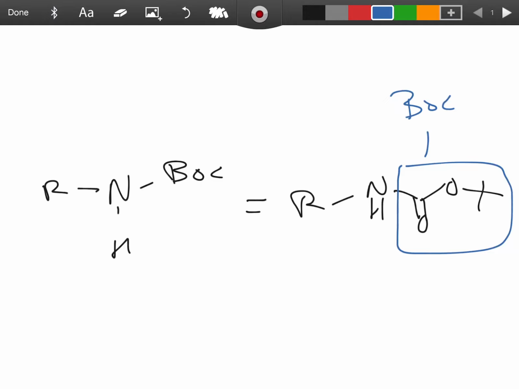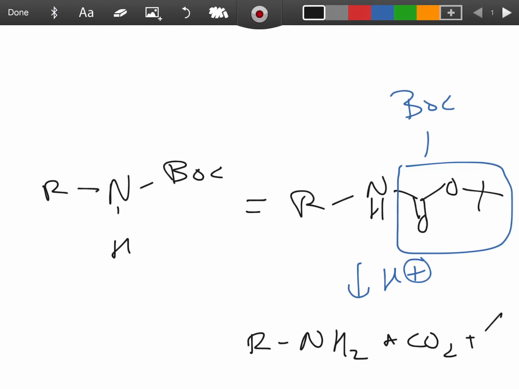And Boc groups are not acid stable. So if you add acid to these, your Boc group comes off and you get your amine back and you generate CO2 and effectively tert-butyl cation. It gets grabbed by something, but you get tert-butyl X if you use HX. So that is what a Boc group is. Whenever you see that, it's a tert-butyl carbamate, Boc.